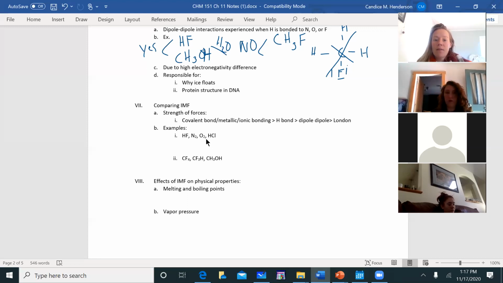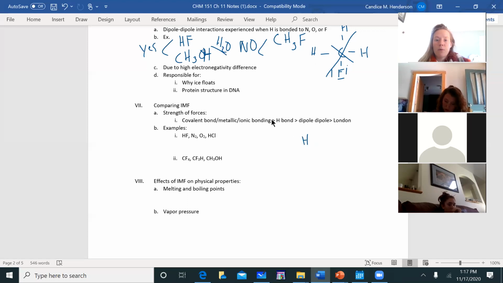Metallic bonding, I don't have any metals by themselves here. Ionic bonding, I don't have any salts. So all of these are examples of intermolecular forces, so it's going to be one of these. The strongest one is going to be a hydrogen bond. That's going to be hydrogen combined with fluorine, oxygen, or nitrogen. That first guy there, HF.